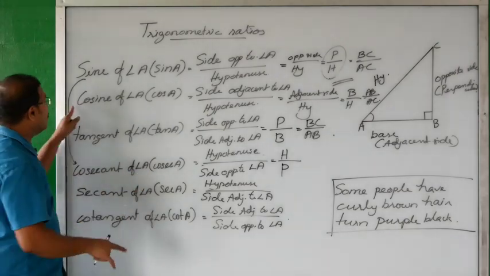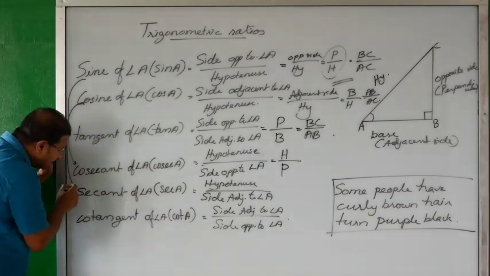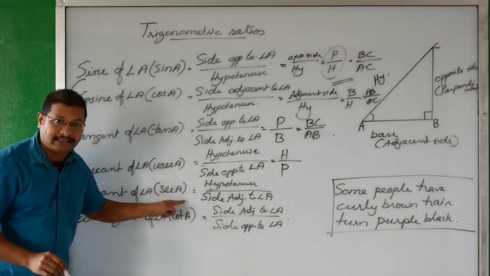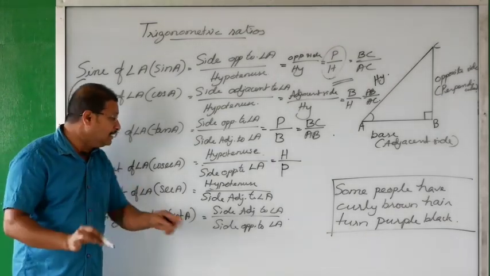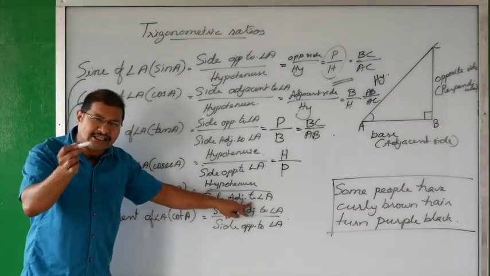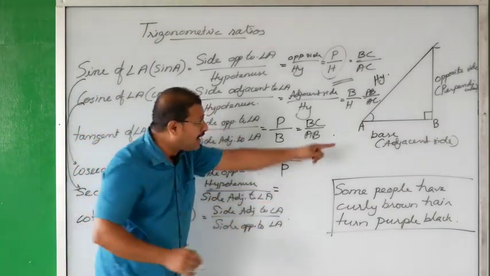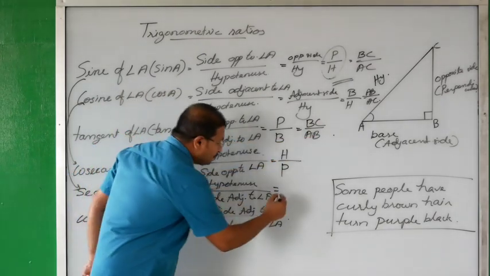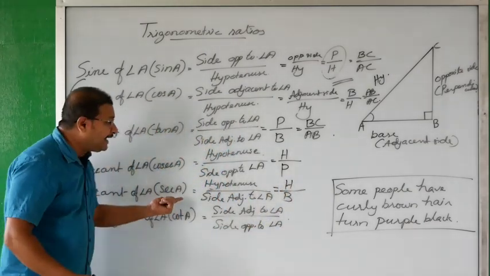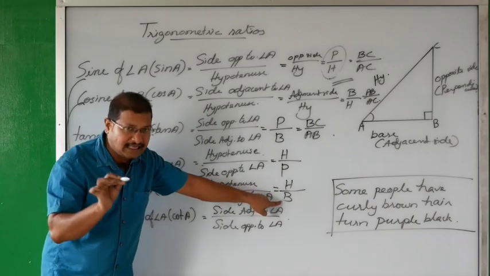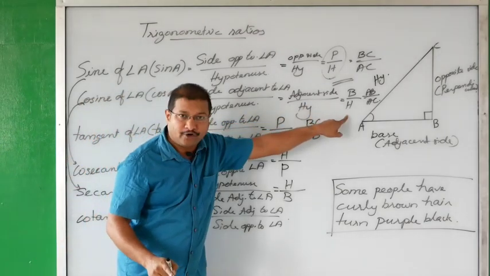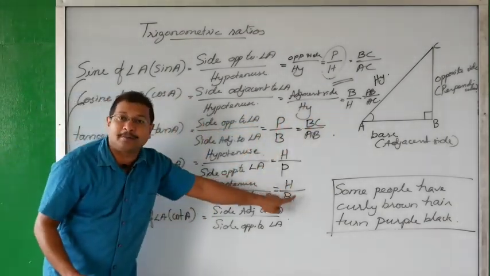Ready? The next one, cosine. Its inverse is secant. Secant of angle A, in short sec A. Sec A equals hypotenuse by side adjacent to angle A. Side adjacent to angle A means base. So we get base downside and hypotenuse upside. Sec A is hypotenuse by base, just the reverse of cos A. Cos is base by hypotenuse and sec is hypotenuse by base.